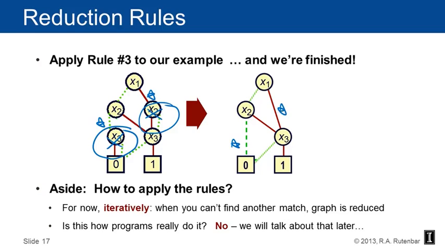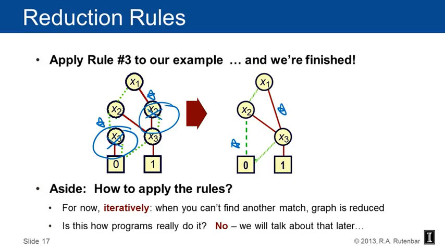There's an X1 node at the top, and there's a single X2 node at the second rank. X1's low child is this X2 node. There's a single X3 node at the third rank. X1's high child is that X3 node. X2's high child is that X3 node. And then there are constants at the bottom. X2's low child is the 0. X3's low child is the 0. X3's high child is the 1.